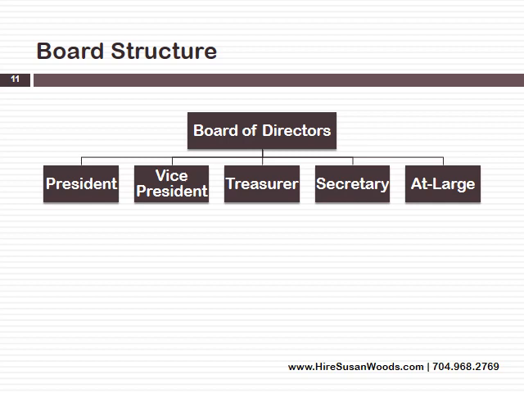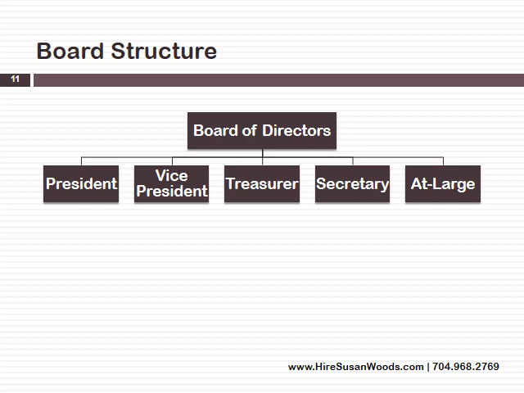So now let's go on to talk about the board structure. At the very top, you have the board of directors, and then you have the president, the vice president, the treasurer, secretary, and an at-large member. These are the typical roles that most boards of directors have. It's not written in stone that you have to use these same titles. You may have different titles that you want to use, but again, these are the most commonly used titles that people use to describe the roles that are a part of the board of directors.